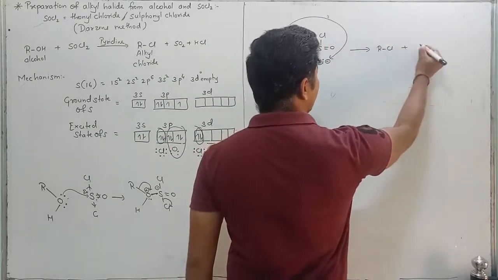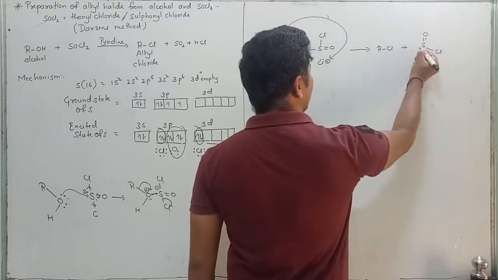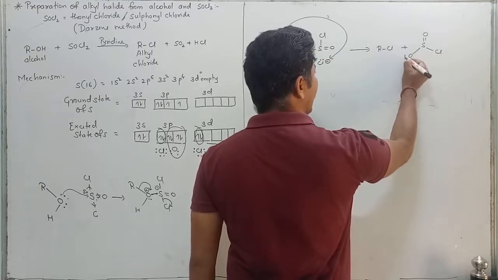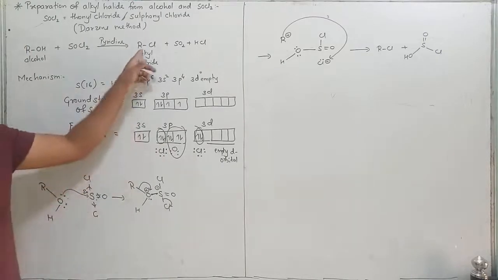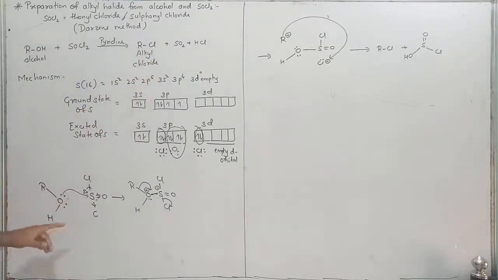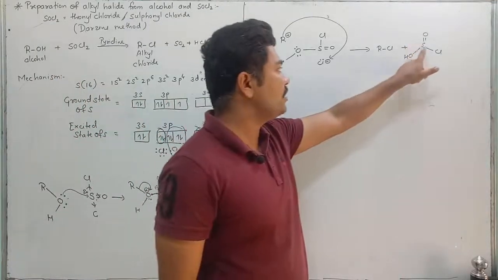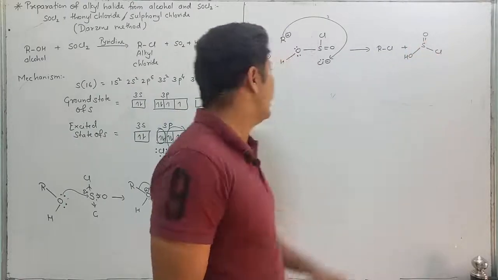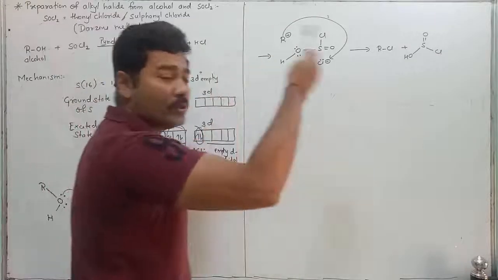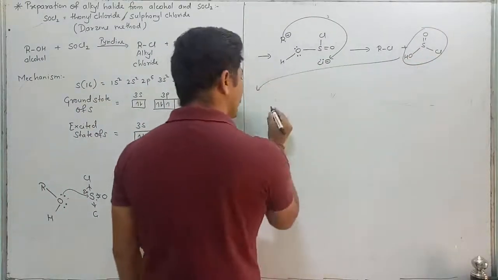It results in the preparation of RCl plus S double bond O Cl OH. Okay, now we have prepared RCl. Our alkyl chloride is prepared from this alcohol and SOCl2. Is it right? SOCl2. Now this S O OH Cl is converted into SO2 and HCl. How? See here. Let us see this reaction.